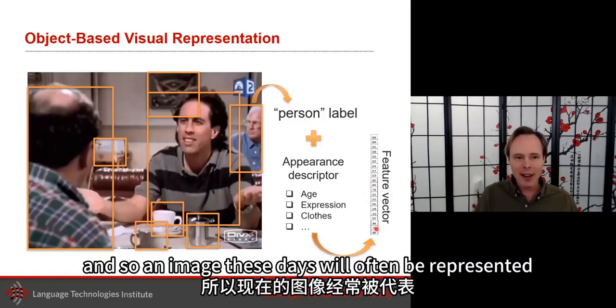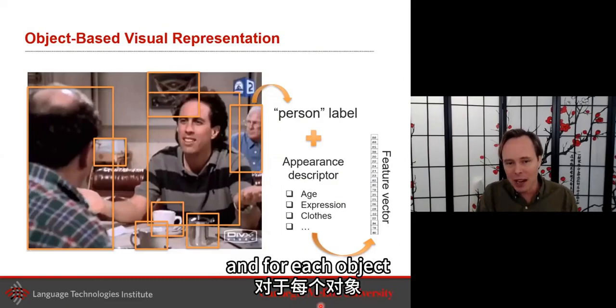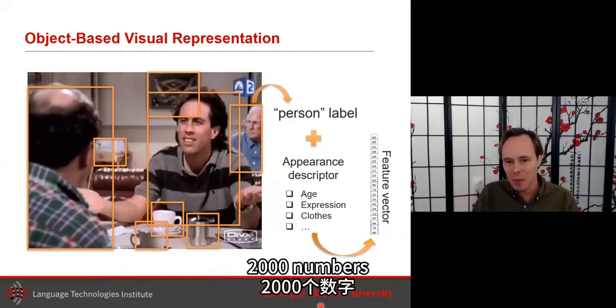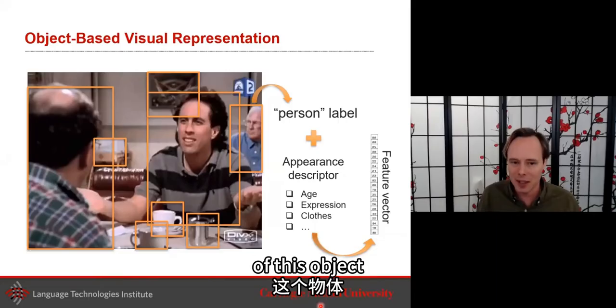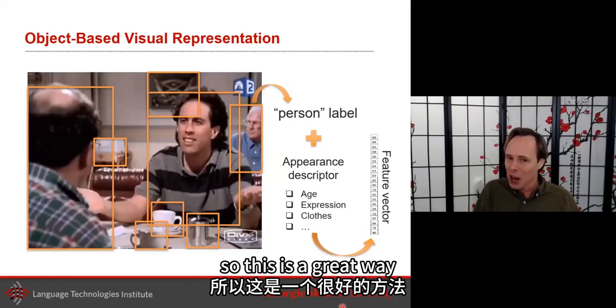So there's probably information there that's less useful, some that's useful, but that's what's called an appearance descriptor or feature descriptor. And so an image these days will often be represented as a list of these objects, and for each object, you will have that long vector, could be as long as 2,000 numbers, that is an approximation of the appearance of this object, and maybe also the class label. So this is a great way.